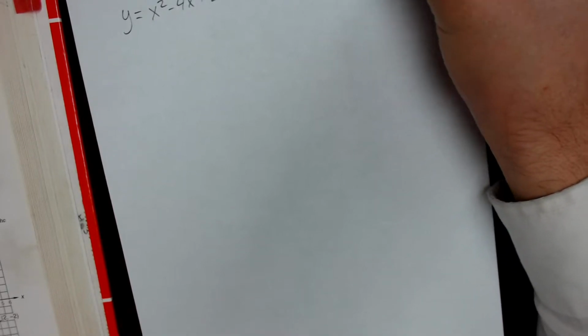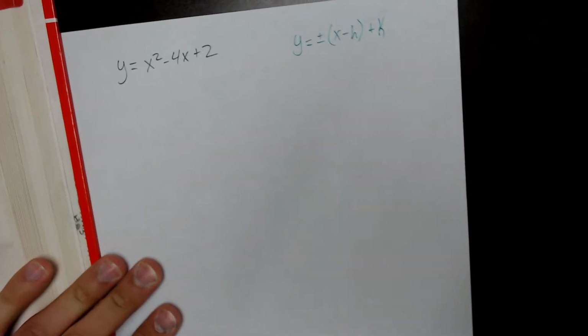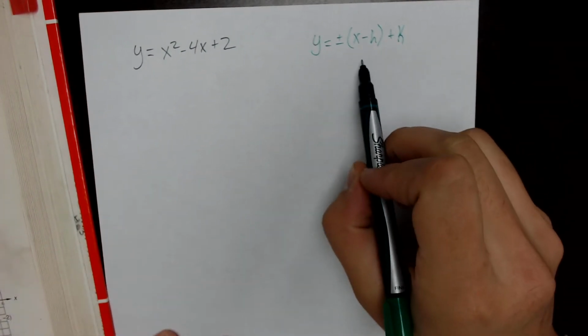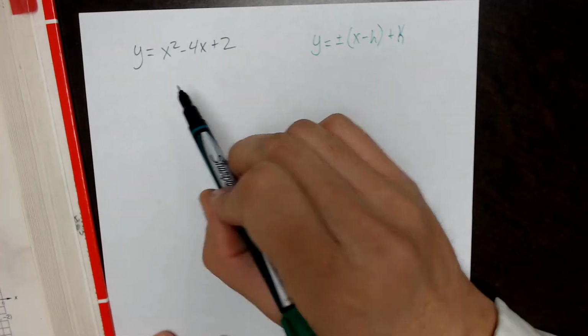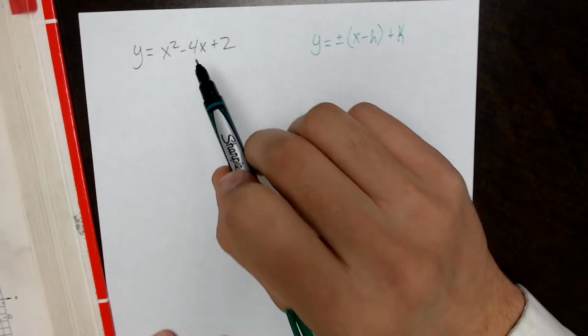Now remember, the form we want to get to is y equals plus or minus (x minus h) squared plus k. So this is the form we want to get to, and this is the form we're at. We've got to figure out how to write it this way. We're going to use complete the square.